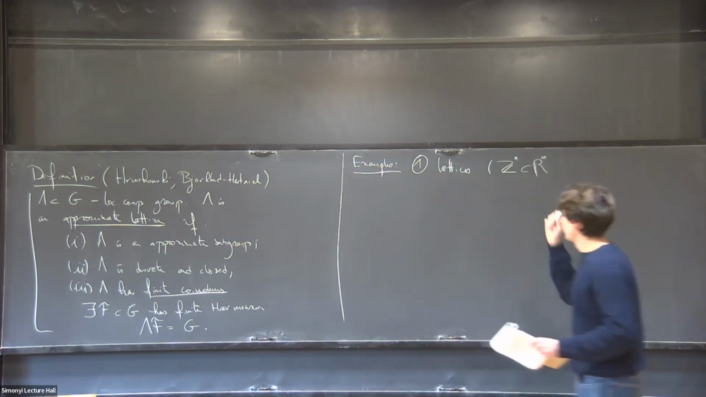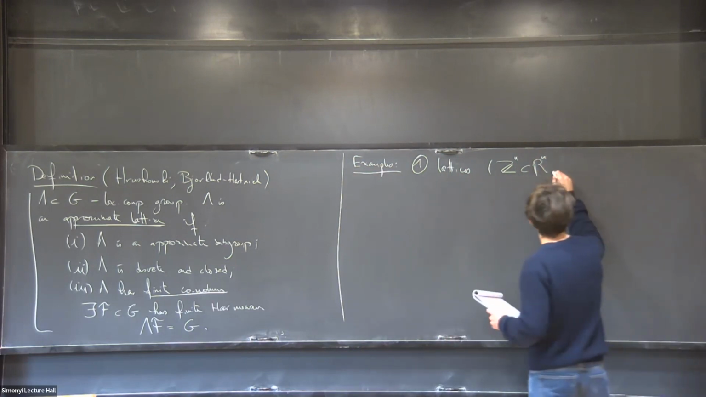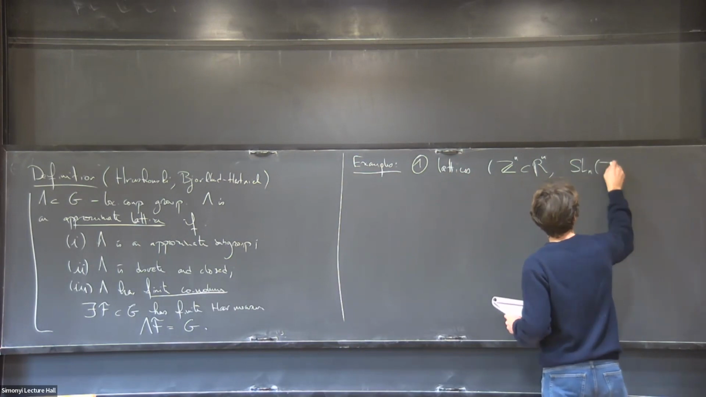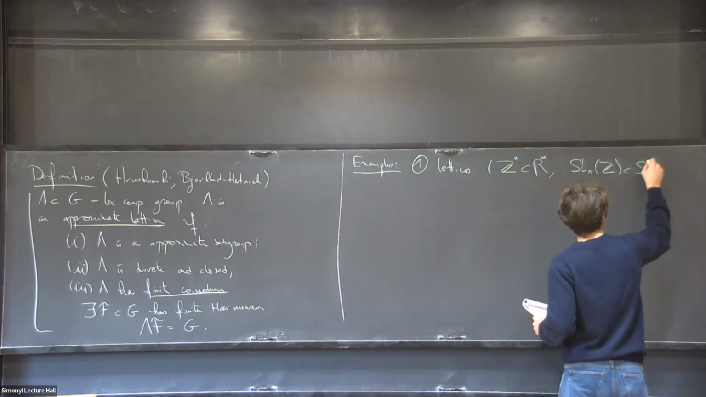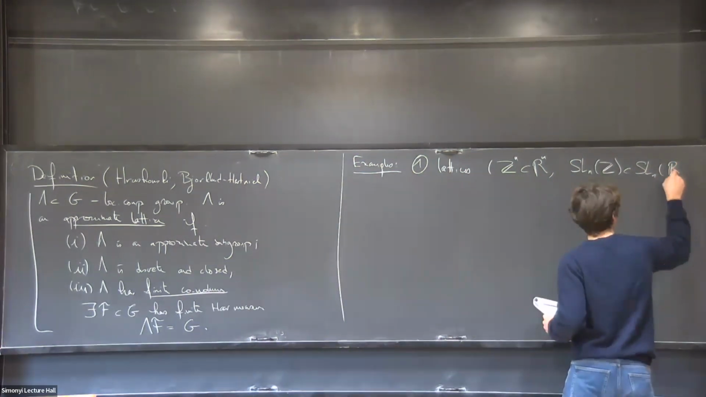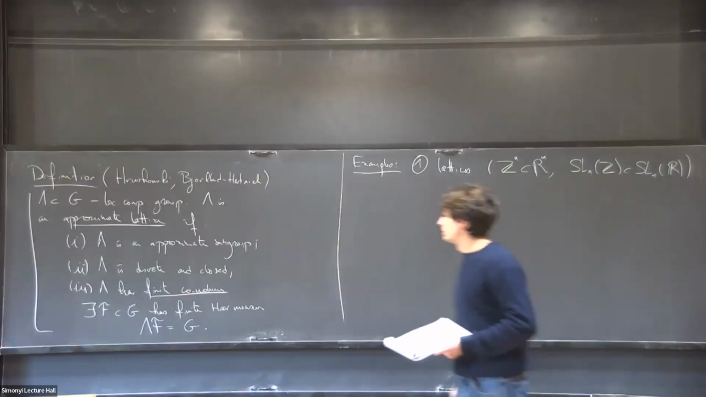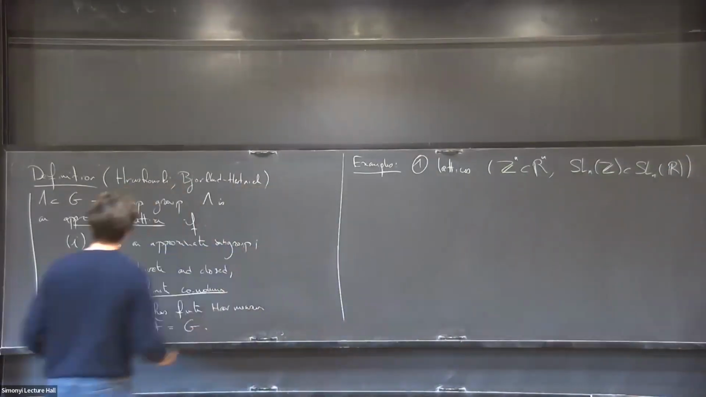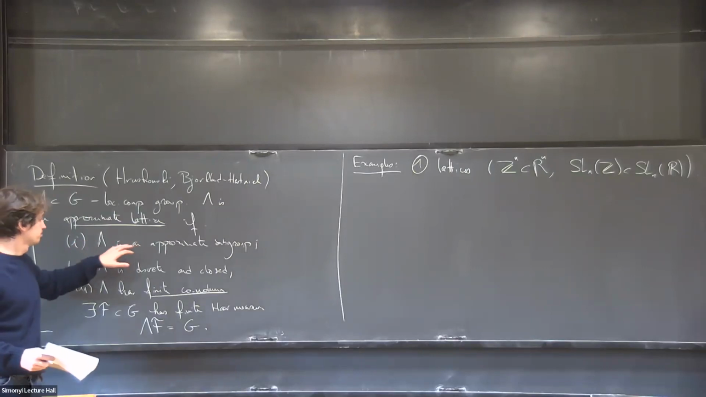Okay, so we can be thinking of Zn in Rn, or you can be thinking of SLn(Z) in SLn(R). So when you look at it, a normal lattice is just you replace this condition by Λ is a subgroup.